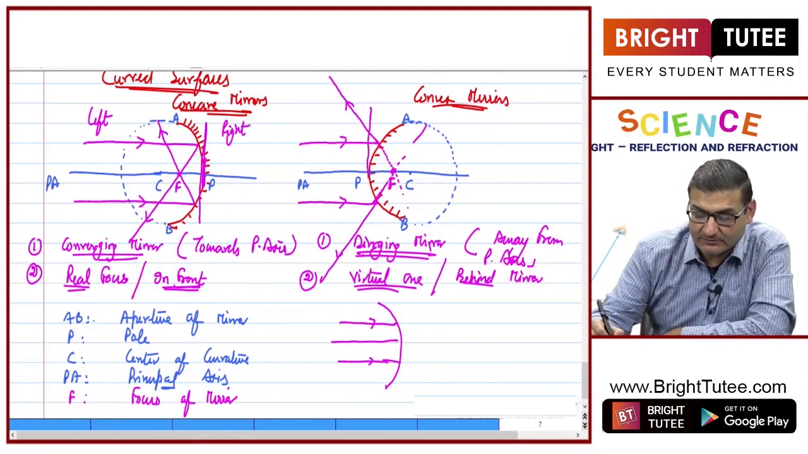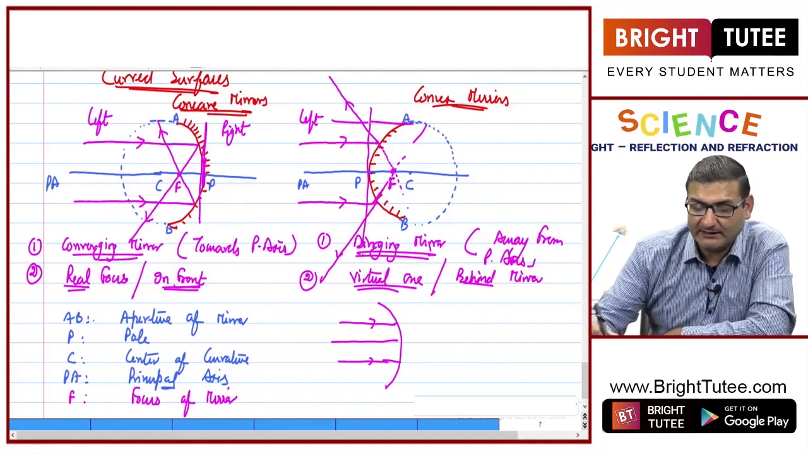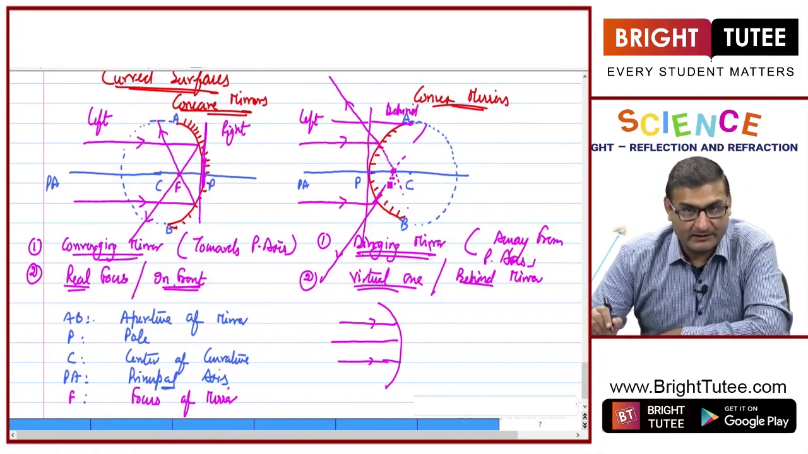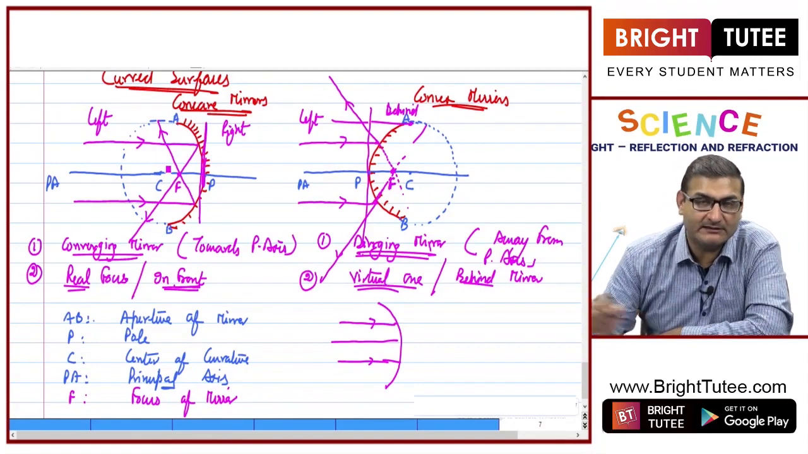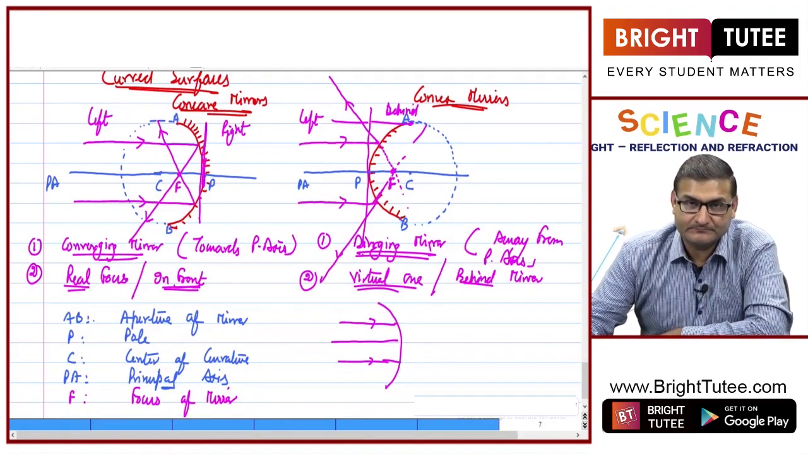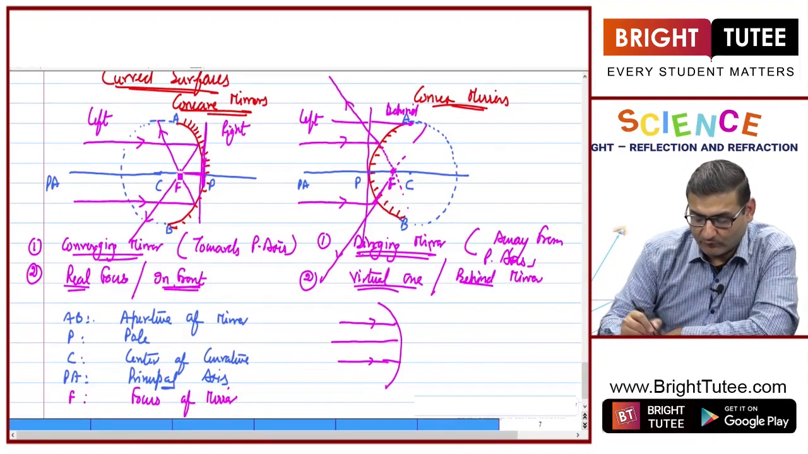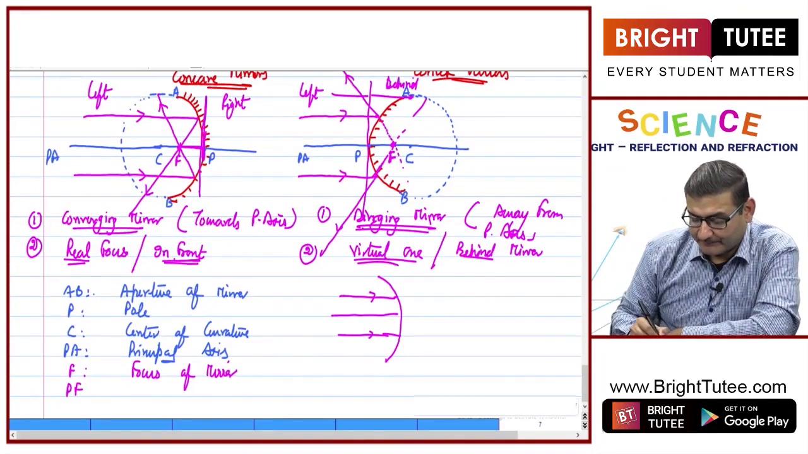Similarly, this was the pole, this front side, the left side, is the front of the mirror and the right side is behind the mirror. So the focus is formed on the right side in the case of a convex mirror, behind the mirror, and in the case of a concave mirror, it is in the front or the left side. Got it?